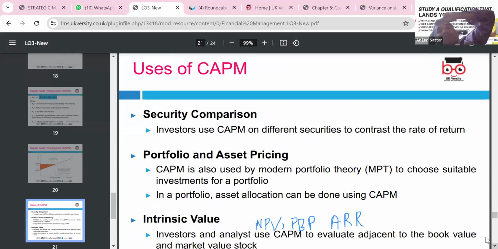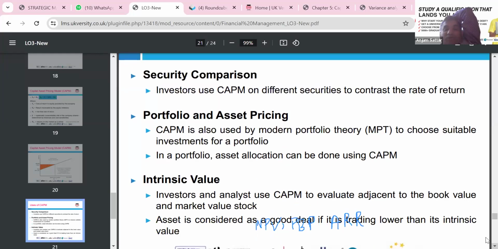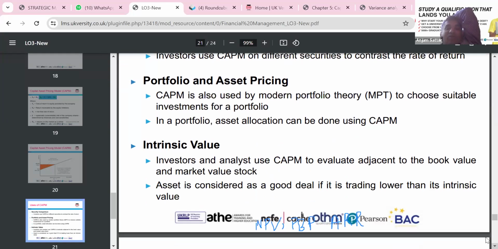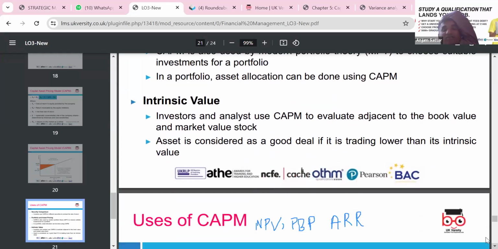Using the capital asset pricing model, we can do security comparison. Investors use the capital asset pricing model on different securities to contrast the rates. For the portfolio, don't put all your eggs in one basket, which means investing in different shares. Modern portfolio theory helps choose suitable investments. The capital asset pricing model supports portfolio asset allocation, and can be used for intrinsic value. Investors and analysts use the capital asset pricing model to evaluate the book value and the market value, and an asset is considered good to trade when it is priced below its intrinsic value.